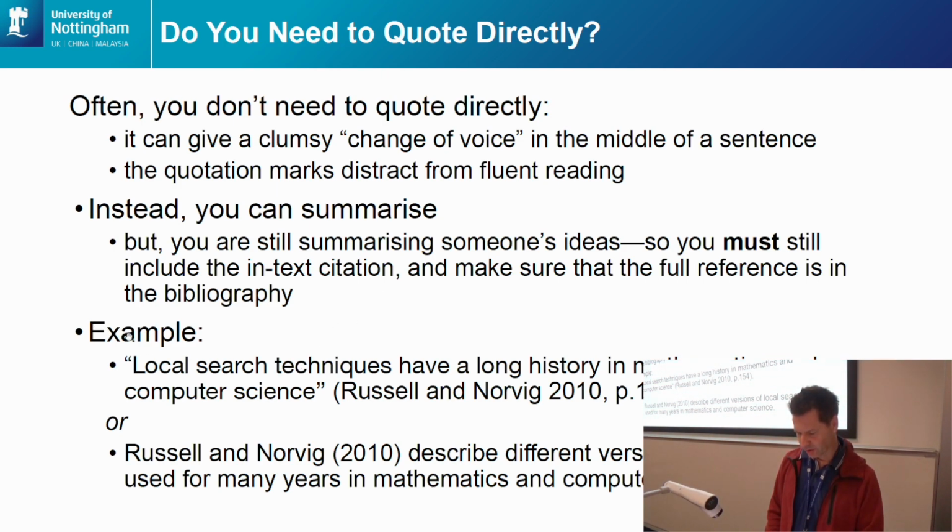So here's some examples, right? Local search technologies have a long history in mathematics and computer science, or Russell and Norvig describe different versions of a local search used for many years in mathematics and computer science.